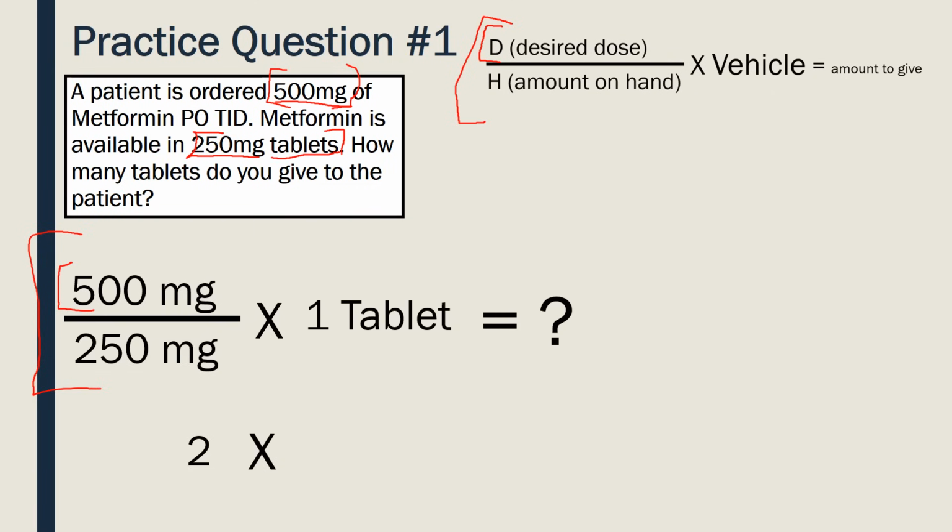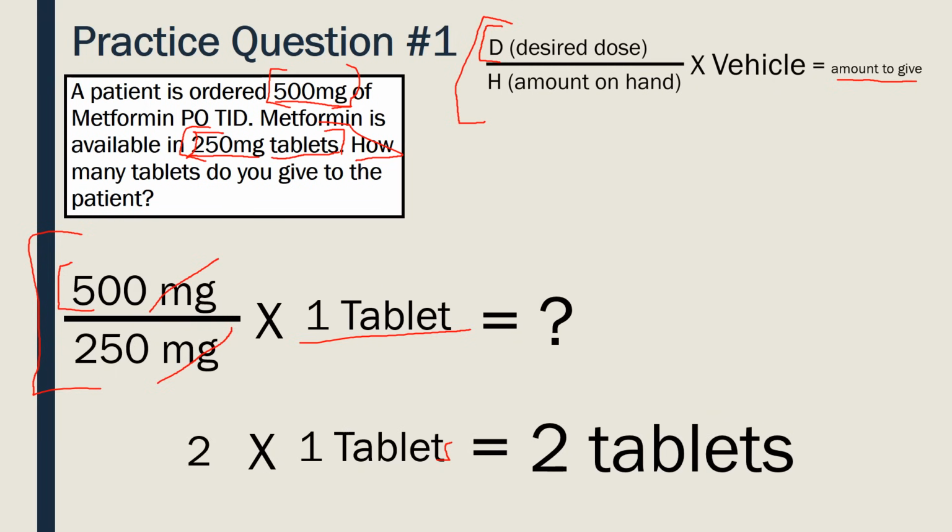And if you want to pay really close attention to the math, the milligrams are going to cancel out, so you're only going to be left with 2. Your amount to give is never going to be in milligrams. It's going to be a unit of your vehicle, so tablets. So we're going to have 2 multiplied by 1 tablet, because the way we're calculating it is 250 milligrams per tablet. And what's that going to give us? 2 tablets. Of course, that makes sense.